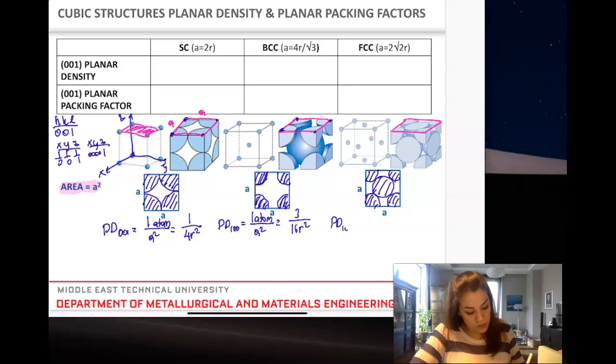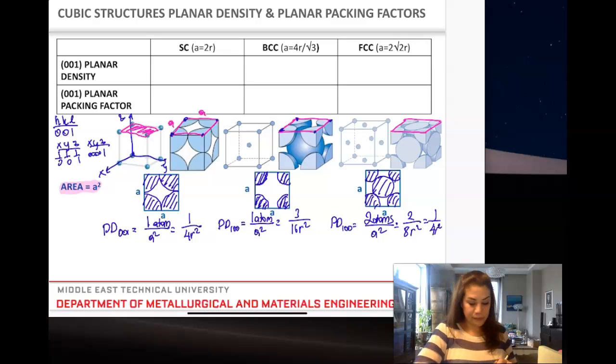Planar density for the 001 plane in FCC. This time I have one full atom in the center, and the corner atoms are making up one extra atom. Two atoms are confined in the FCC 100 or 001 plane as an atomic configuration, and the area being equal to 2 over 8 r squared. Why? Because my a is equal to 2 square root of 2 r, and that is equal to 1 over 4 r squared. So what is the planar packing factor?